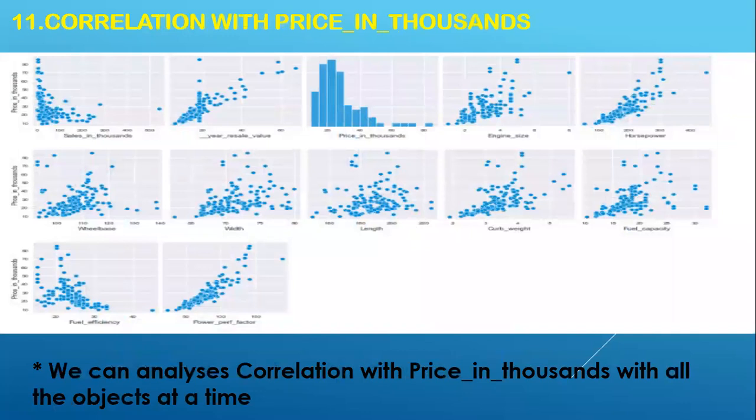Next is correlation with price in thousands. Here, price in thousands is the only one object I took, and I am comparing all the other objects. Price in thousands with sales in thousands, similarly price in thousands with year sales value, price in thousands with engine size. All the objects we can compare, one object at a time. Like this, we can analyze correlation with price for any object.